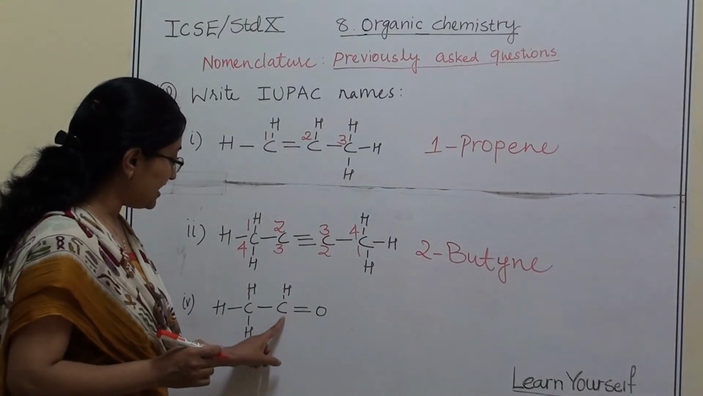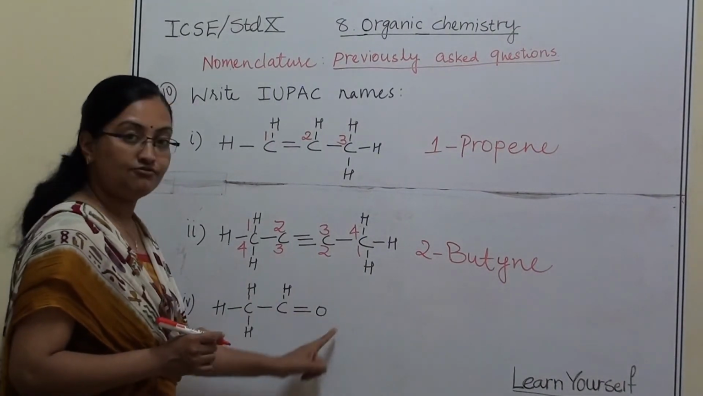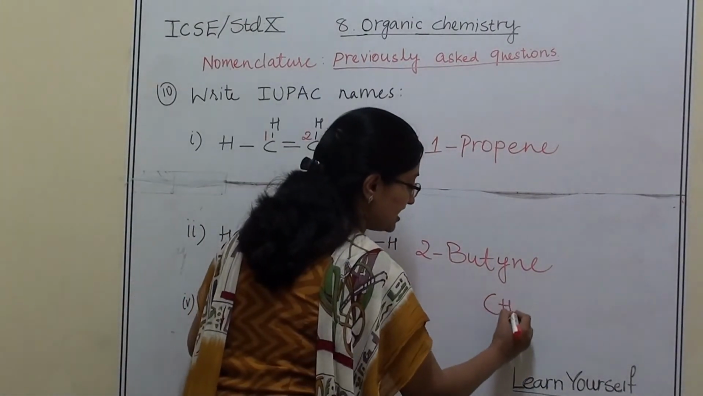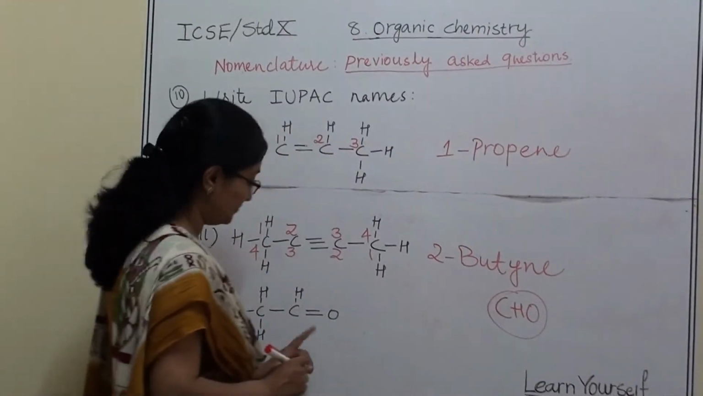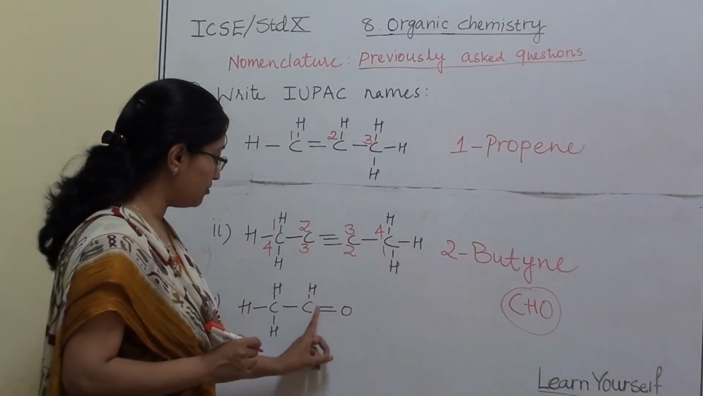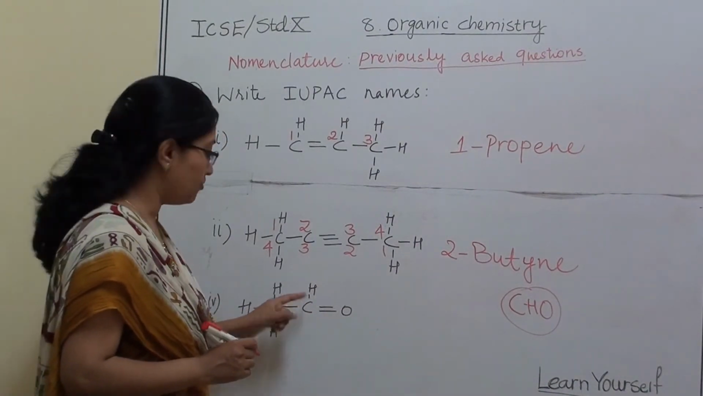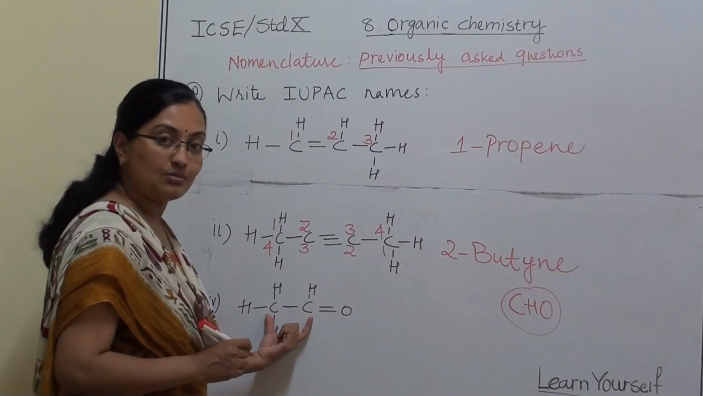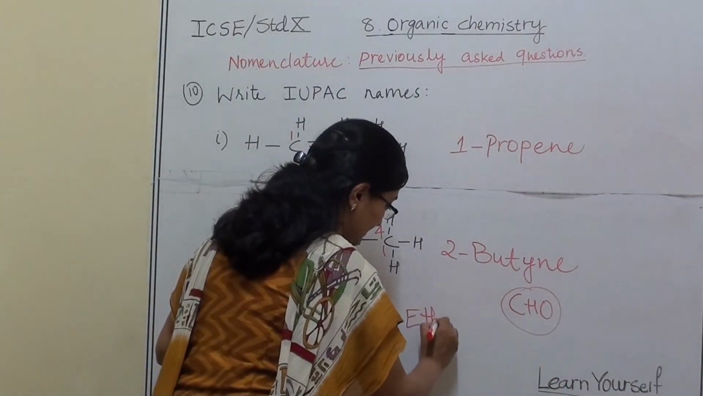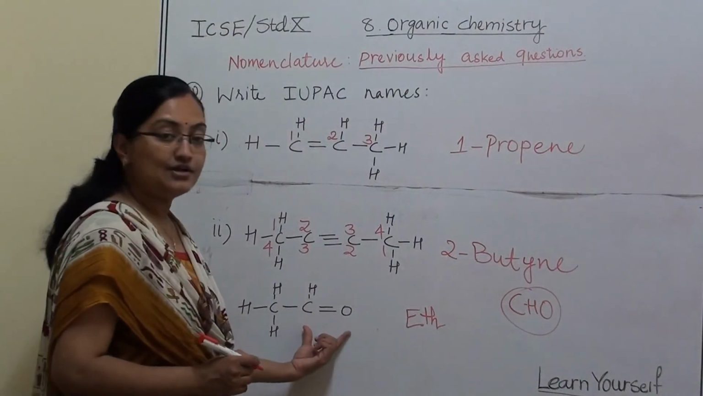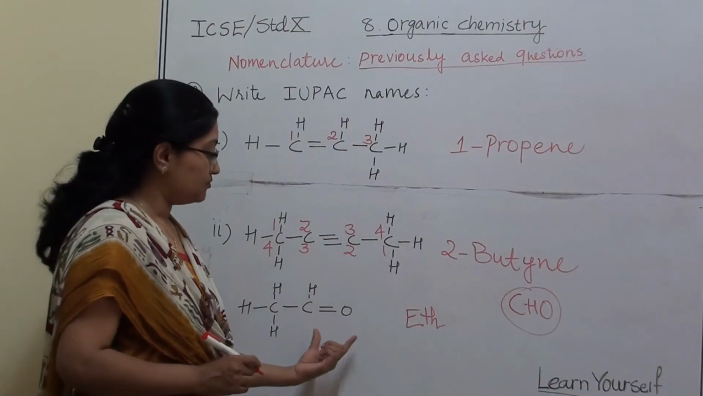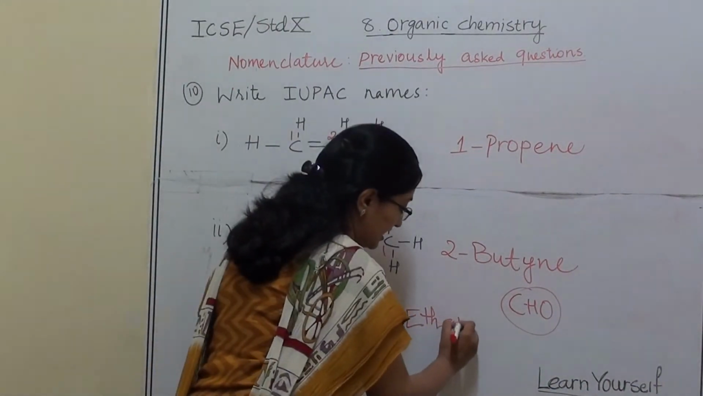Third, there are 2 carbon atoms with the functional group CHO. Wherever it is CHO, it is an aldehyde group. In the aldehyde group, carbon is attached with oxygen by a double bond and with hydrogen by a single bond. So there are 2 carbon atoms, so it is going to be eth. And since an aldehyde group is there, the suffix al will come, so it is going to be ethanal.